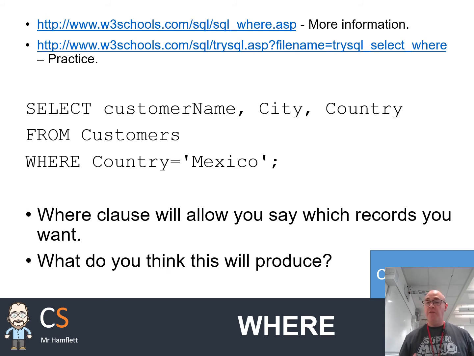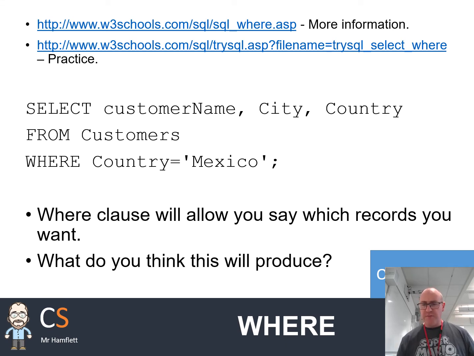So we need a way of restricting down which rows get returned, and that is what the where clause does. It allows us to just return specific rows based on some criteria. The criteria itself will look very, very similar to what we'd see in if statements. So use the same kind of symbols. We have equals, not equals, greater than, less than, things like that. So here, in this example, we've got customer name, city and country from a table called customers. To restrict it, the where clause says where country is equal to Mexico.